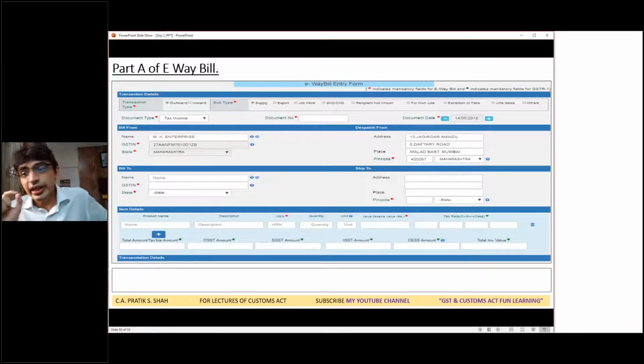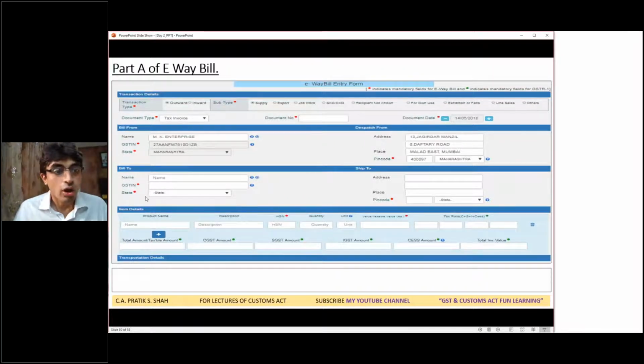It is not excluding exempt supply. There are few things where e-way bill is not required, which I will cover in subsequent slide. Rest for everything e-way bill is required. Okay, see this. Now this is part A of e-way bill.